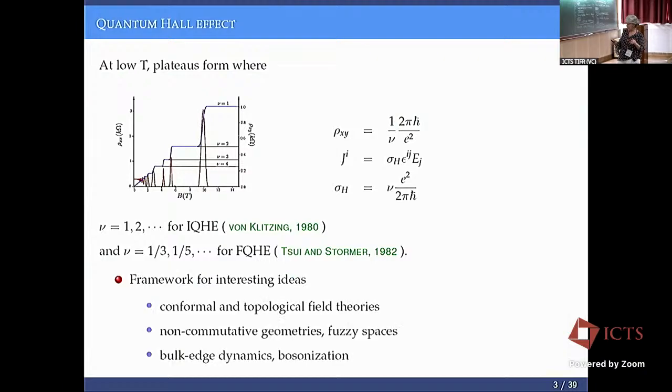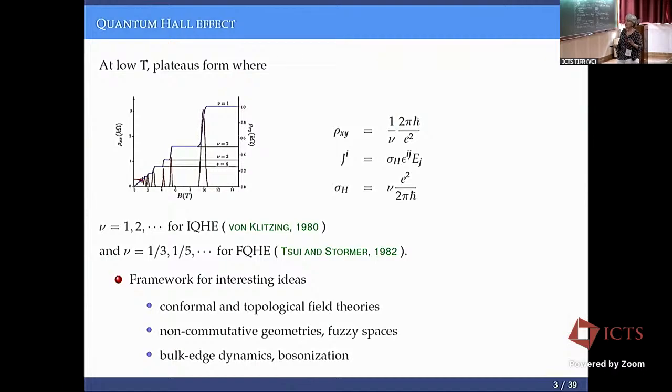Okay, so the physics on these plateaus is what I'm going to essentially discuss today for the integer case, and it has been used as a framework for interesting ideas. As you will see, there are conformal and topological field theories involved. There are fuzzy spaces. There are so-called bulk edge dynamics and bosonization.